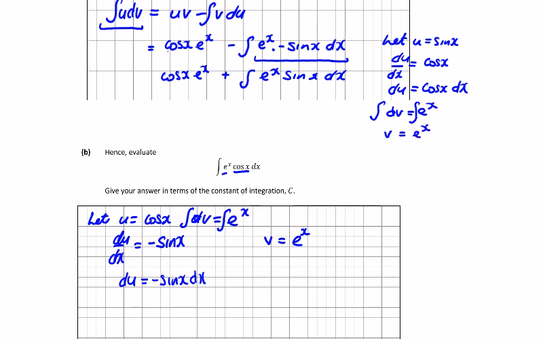And then subbing in again, we already have cos x e to the power of x. Then it's going to be plus the integration by parts part, so it's plus uv again, doing it again. So sine x is u, sine x times v, e to the power of x, minus the integral of v du, and v is e to the power of x, and du is cos x dx.